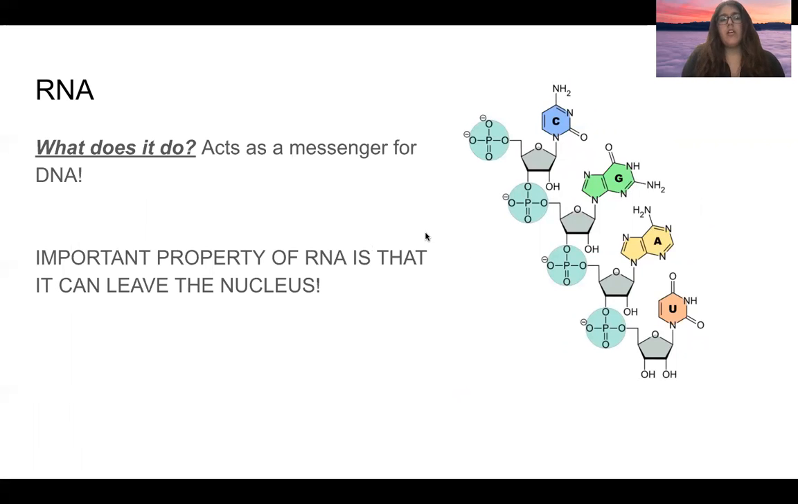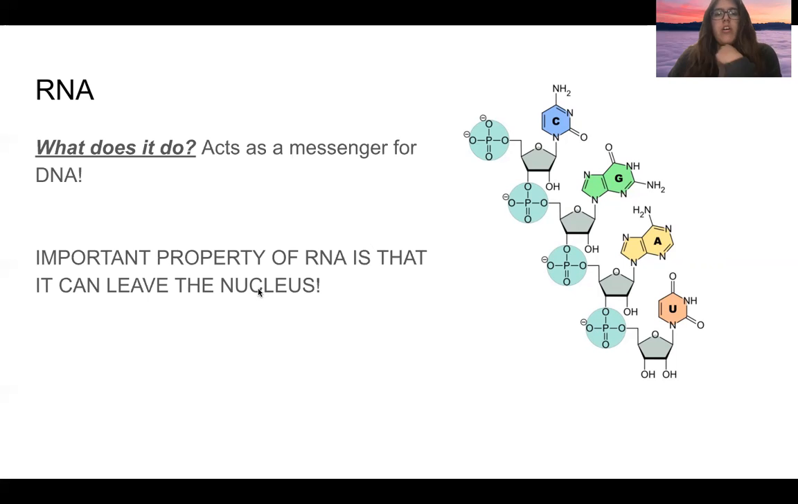The purpose of RNA, so why are we learning about this, is that it acts as a messenger for DNA. It also has other purposes, but what we should know it as is a messenger for DNA. This means that RNA can leave the nucleus. DNA is made in the nucleus. It is contained in the nucleus. RNA starts out in the nucleus, but it can leave the nucleus and go into the rest of the cell.